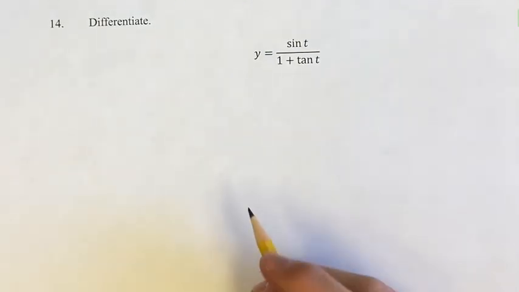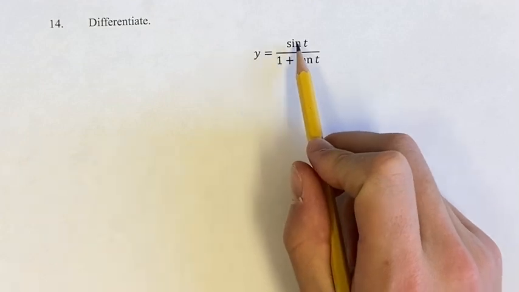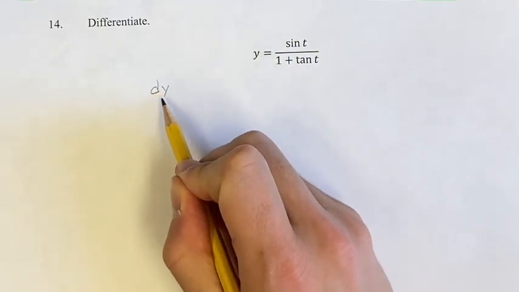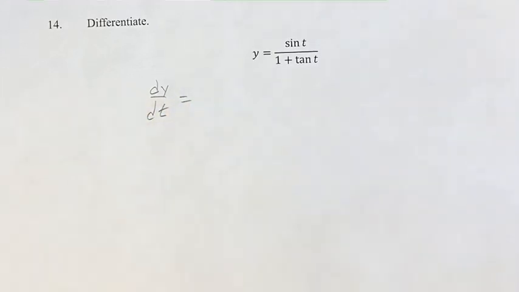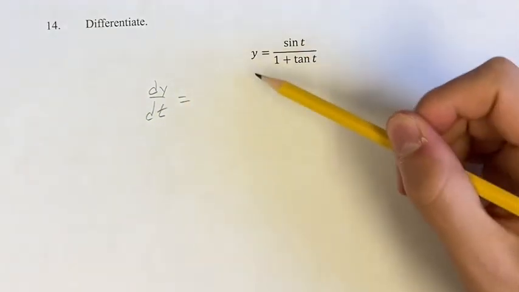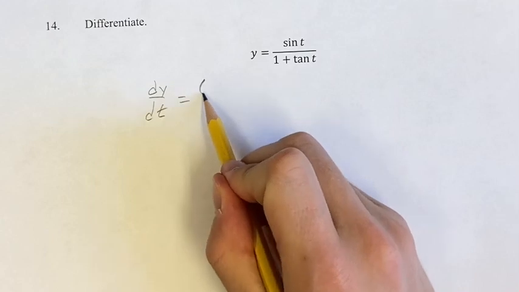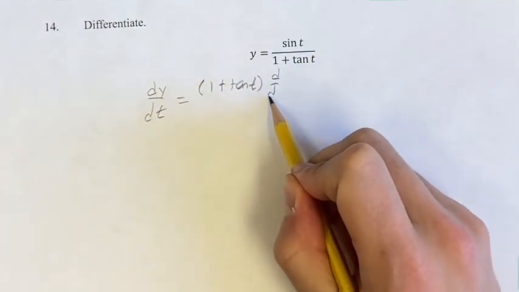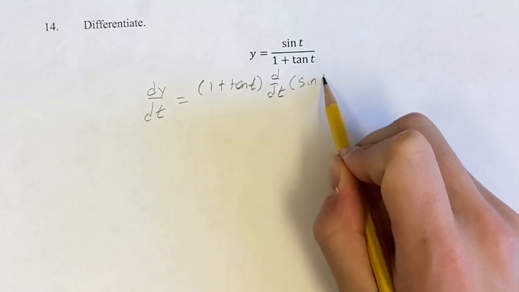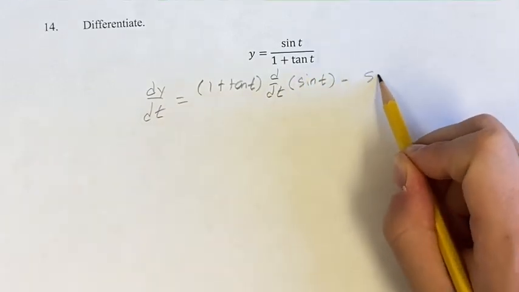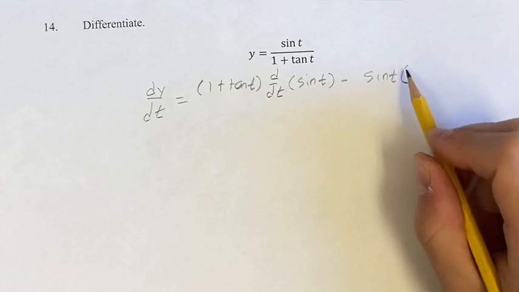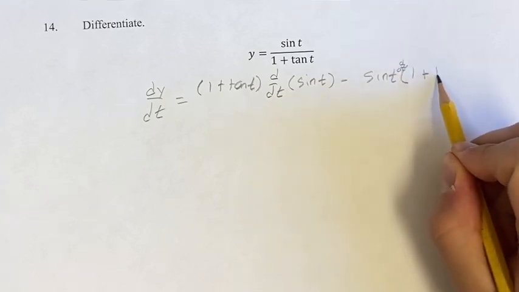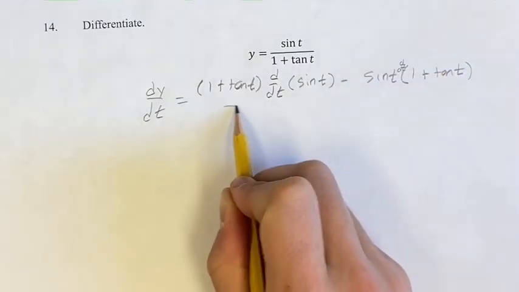In this problem, we're asked to differentiate the function y equals sine t over 1 plus tangent t. So our derivative, dy/dt, is going to be equal to, we have a fraction here, so we can do the denominator times the derivative of the numerator minus the numerator times the derivative of the denominator over the denominator squared.